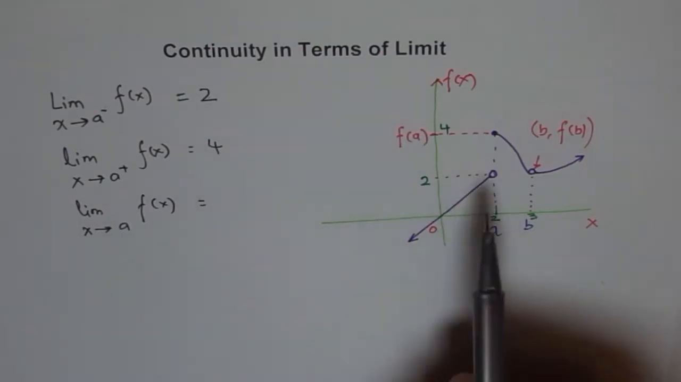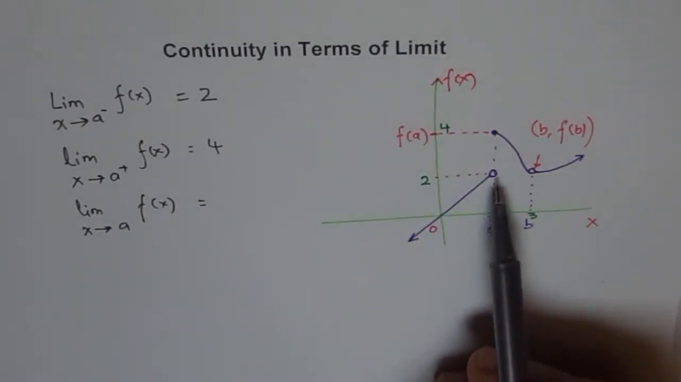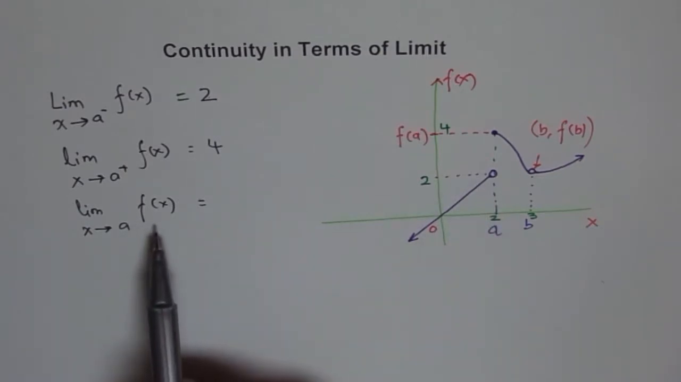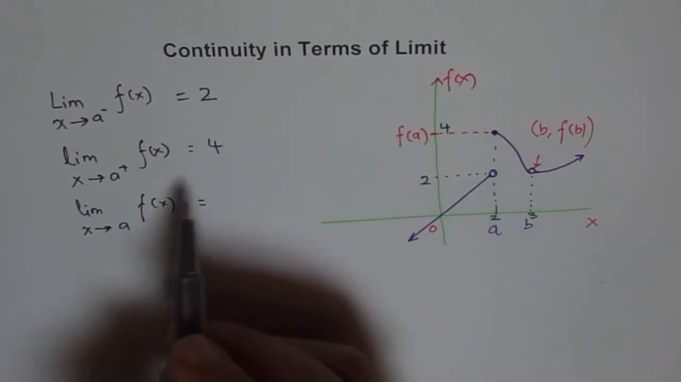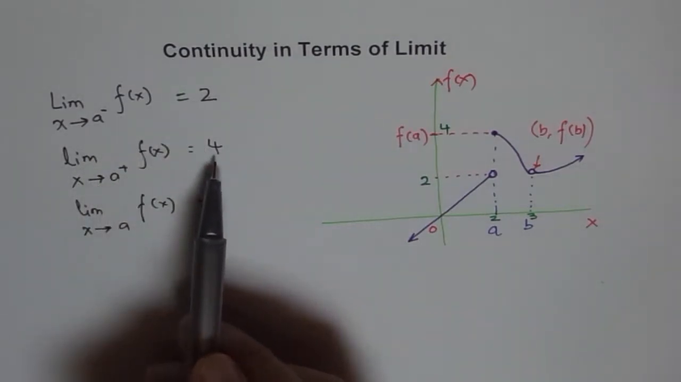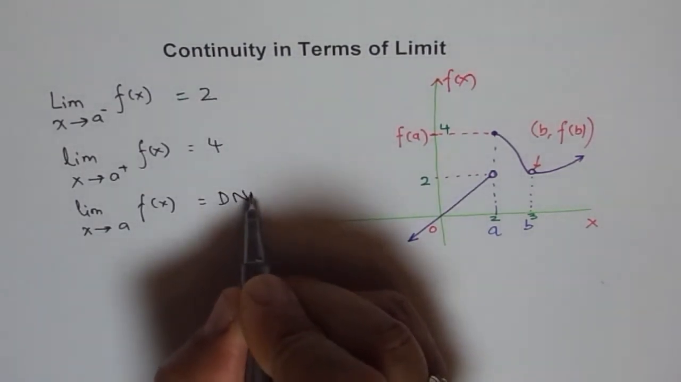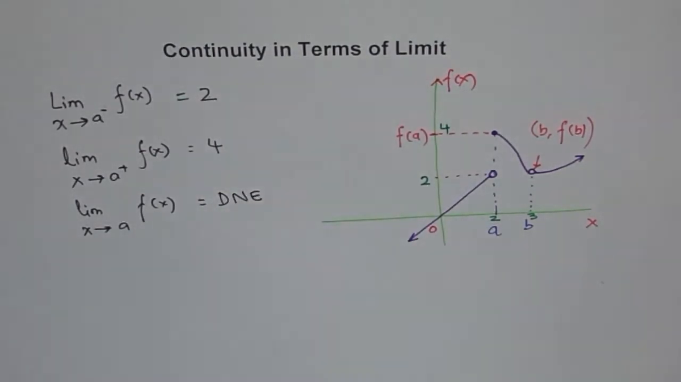So what will you do? You will check the limit from both sides, left side and right side. If they are equal, then the limit exists. Now here we notice that the left side limit is 2 and the right side limit is 4. So they are not the same. So we say it does not exist. So in short form I am saying the limit does not exist.